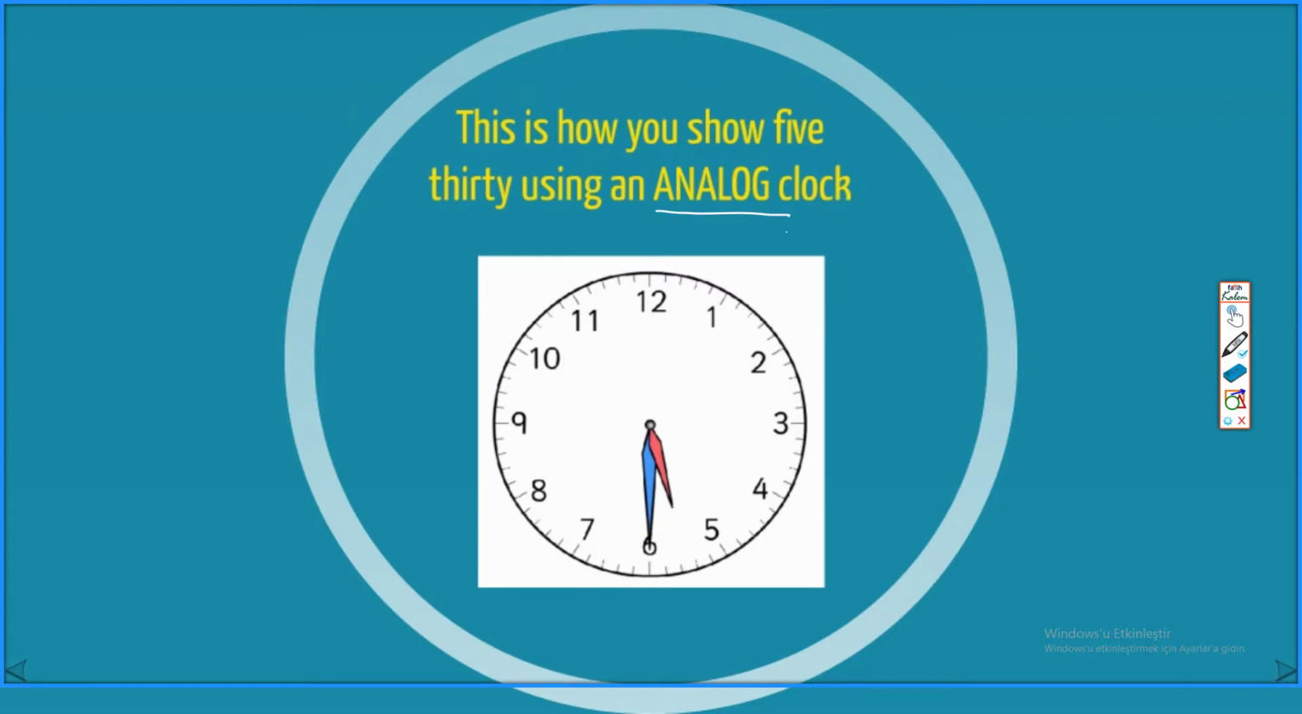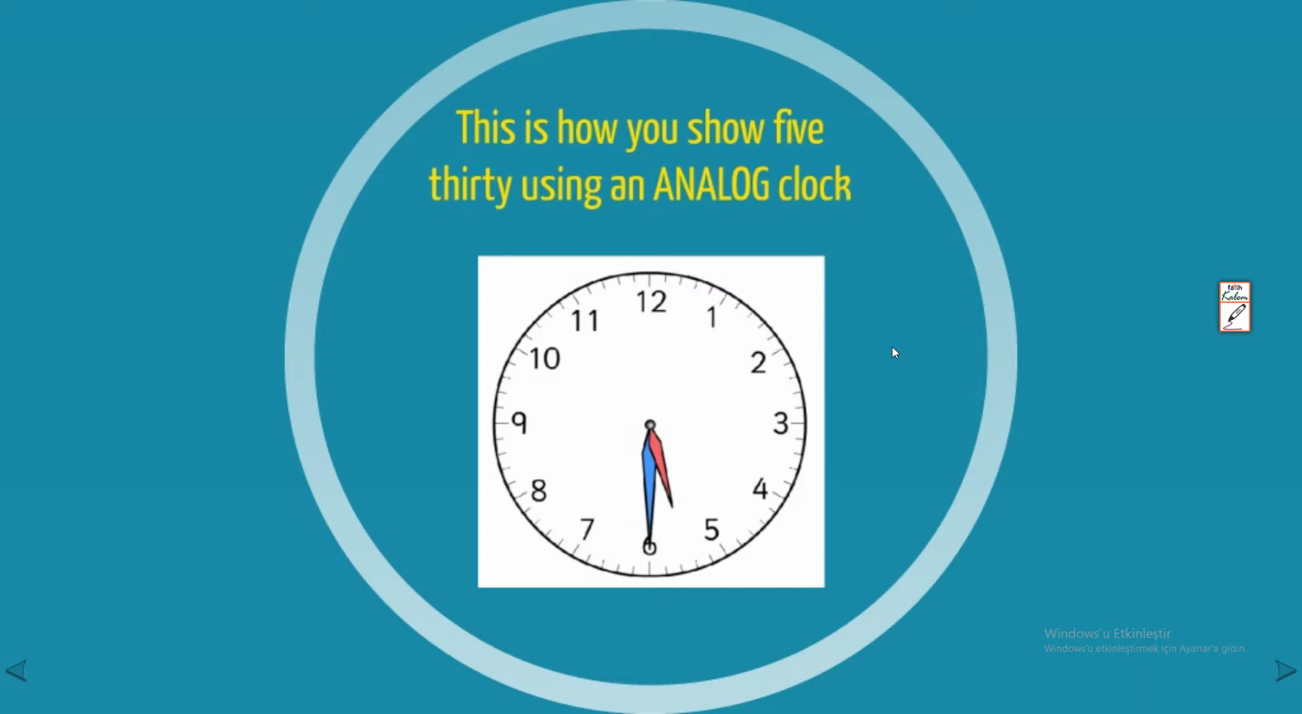As you see, the hour hand is near 5, that means the hour is 5, and the minute hand is on what? 6. It means 30. So 5 is the hour, and it is 5:30. Okay, that's how we show 5:30 using an analog clock.